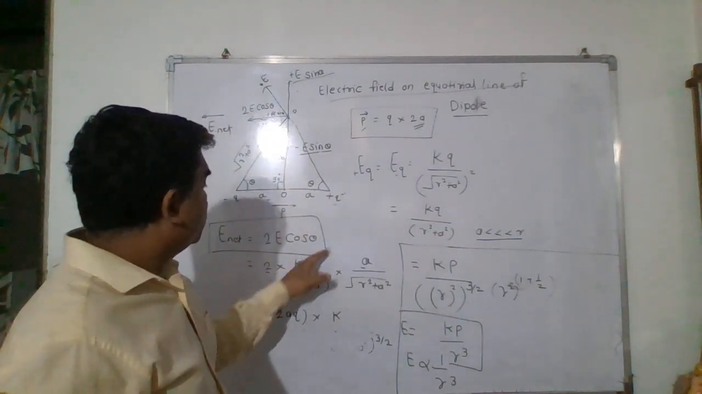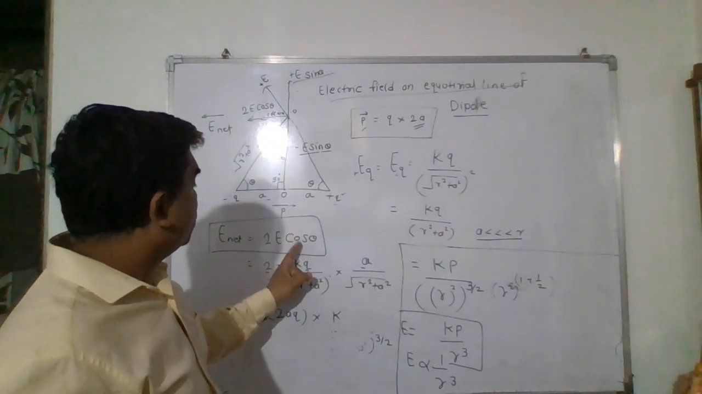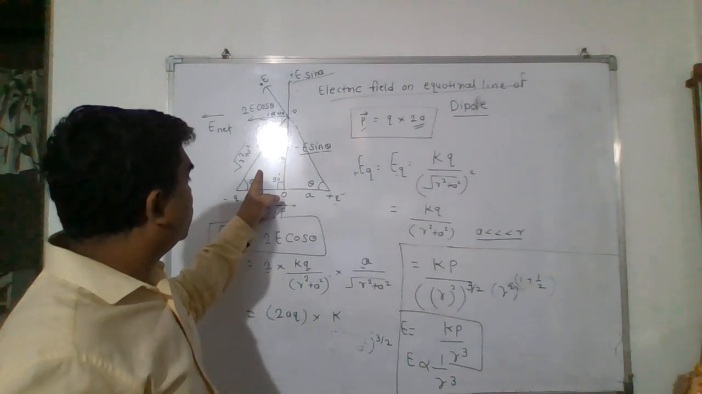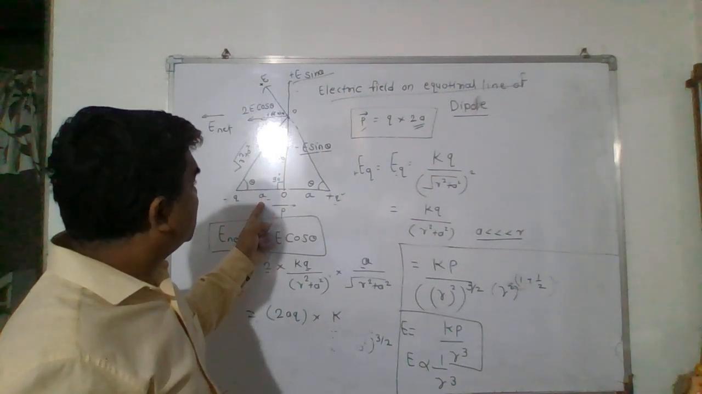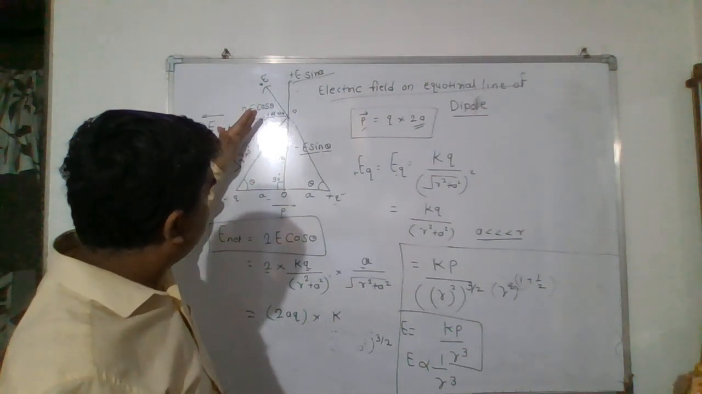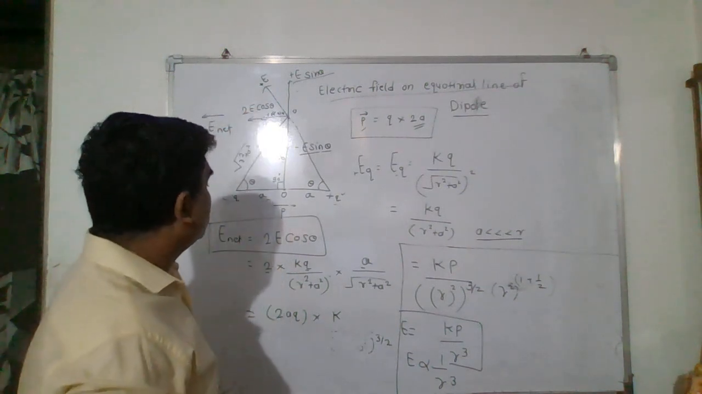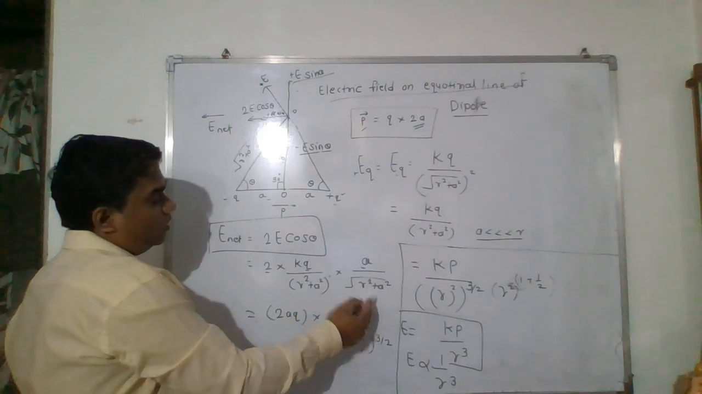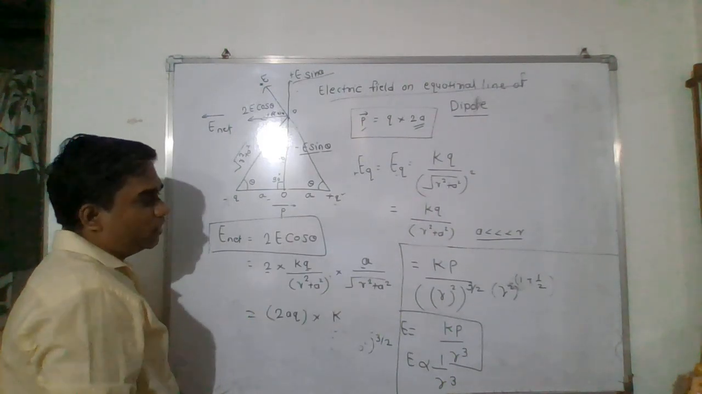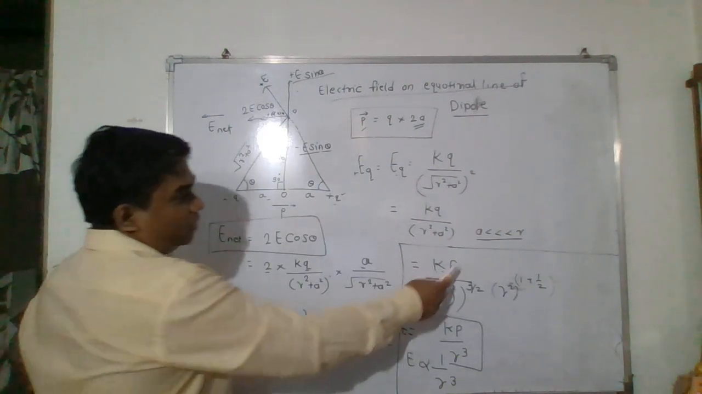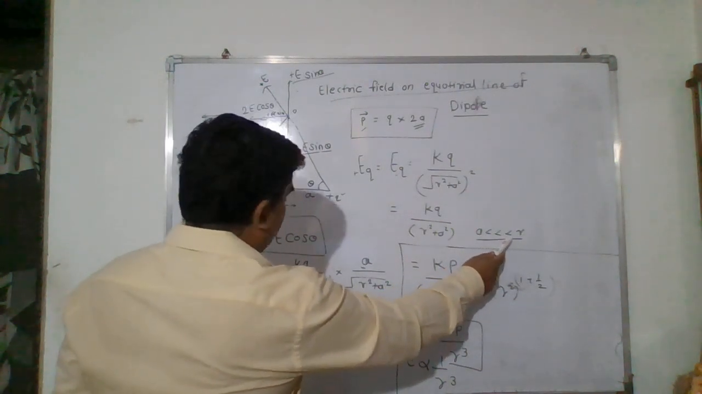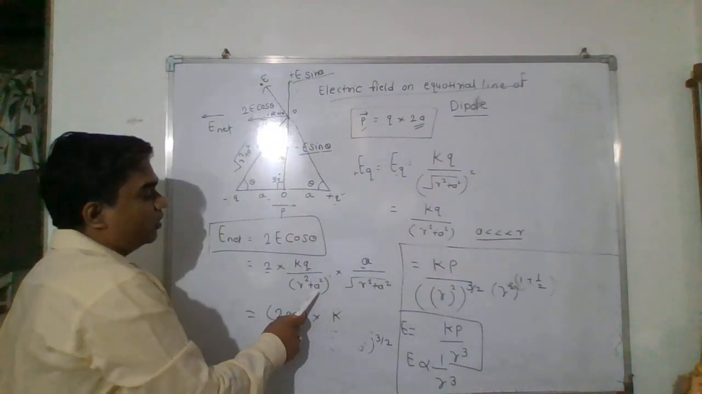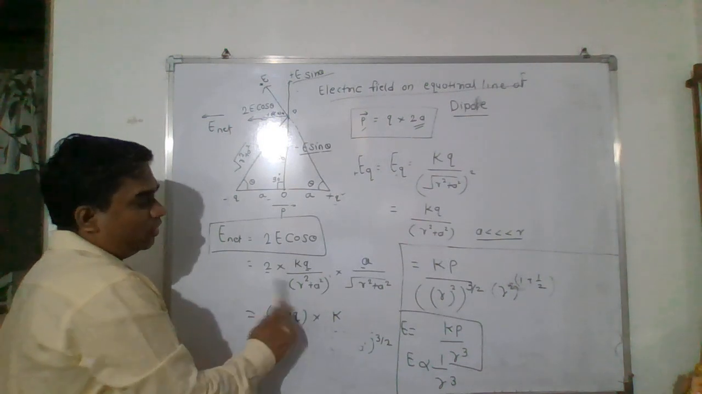Now the question is about this cos theta, so we can find this cos theta from this diagram. What is cos theta? Adjacent side upon the hypotenuse. So we can write a upon under root r square plus a square. Now, as we discussed, a is much smaller than r, so we can neglect this a here.